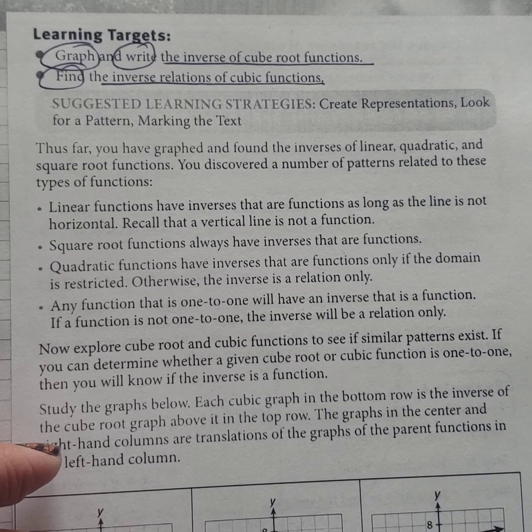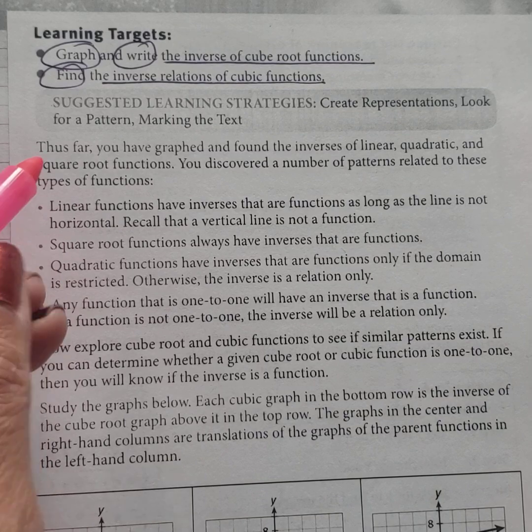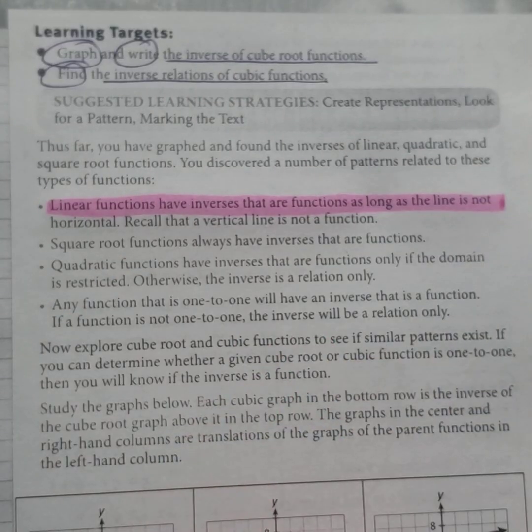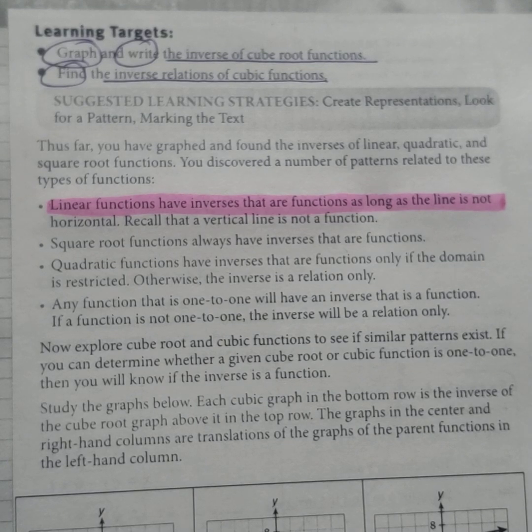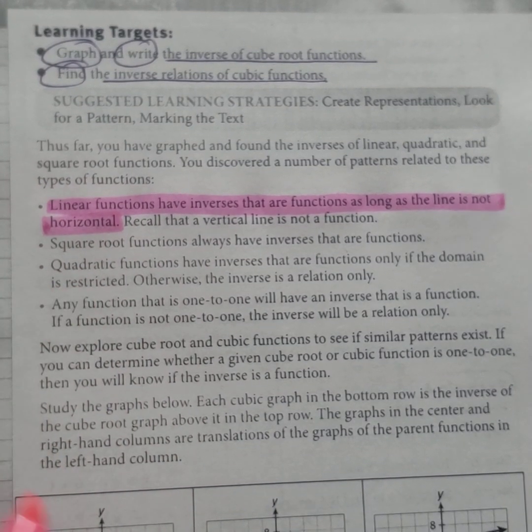So far you have graphed and found inverses of linear, quadratic, and square root functions. You discovered a number of patterns related to these types of functions. So get your highlighters ready. We have learned that linear functions have inverses that are functions as long as the line is not horizontal. Because the inverse of a horizontal line is a vertical line, and a vertical line is not a function. It doesn't pass the vertical line test.